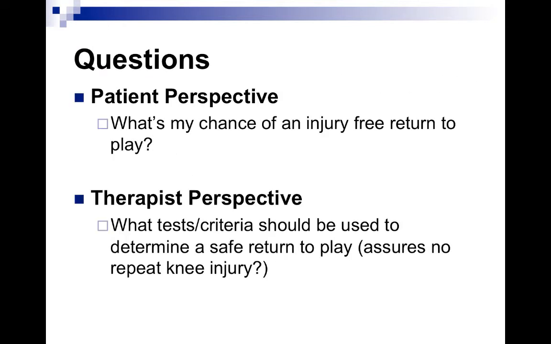The return to play criteria that the patient might be worried about is just whether they're going to re-hurt or re-injure themselves or not. But the therapist who has to make the decision has to base it on something. And so should strength be used? Should performance-based criteria be used? Is something like the hop test the most effective? What criteria would best assure safe return to play, or return to play without injury? The two different perspectives on the same question.